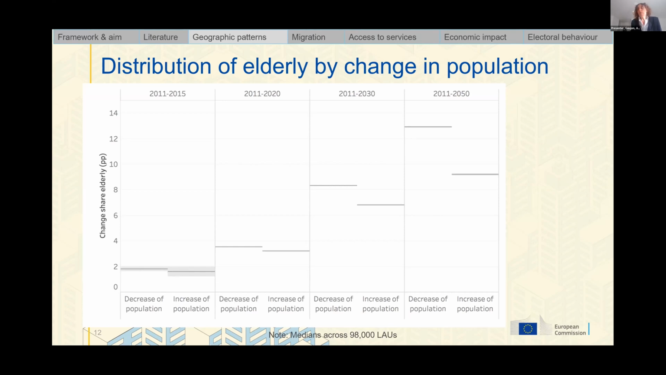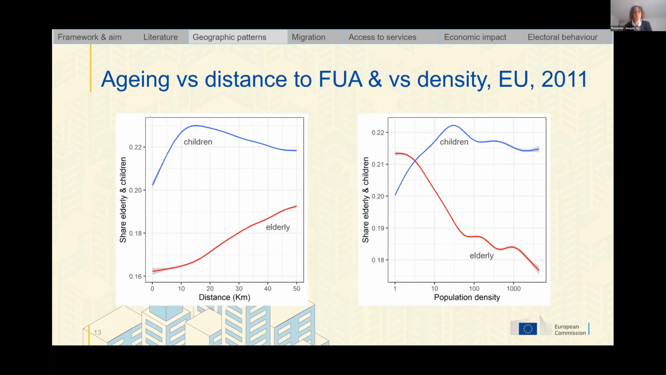And what we see, and of course these are projections based on a what-if scenario, is that both areas, according to these scenarios, would experience an increase compared to 2011, but the increase would be higher in areas that experience a decrease of population compared to areas that experience an increase of population. So this is exactly where policy should look.